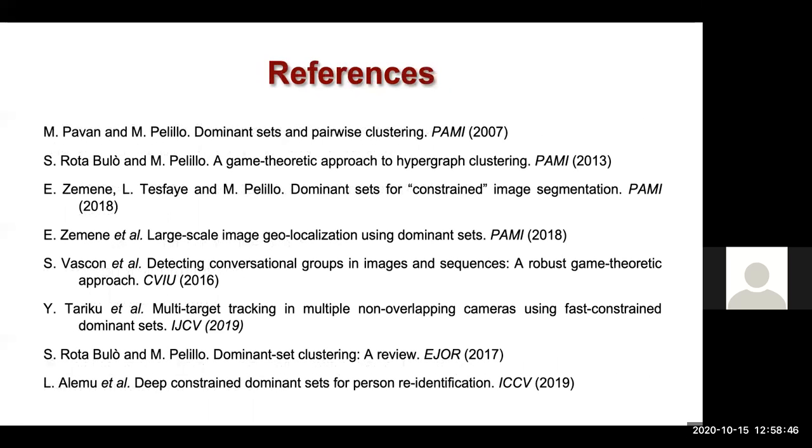These are some references that you might want to have a look at if you are interested. That's the original dominant set paper. This is the hypergraph extension to it. This is the constrained image segmentation paper, the geolocalization paper, the conversational group, the tracking paper. And if you're interested in a review of this work, you can have a look at this paper, which was published in the European Journal of Operational Research.